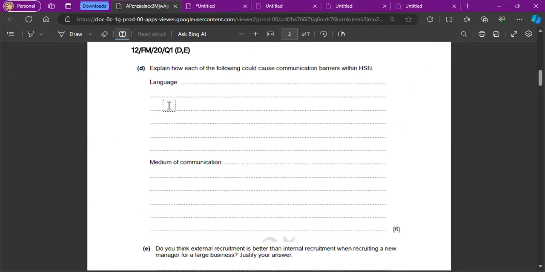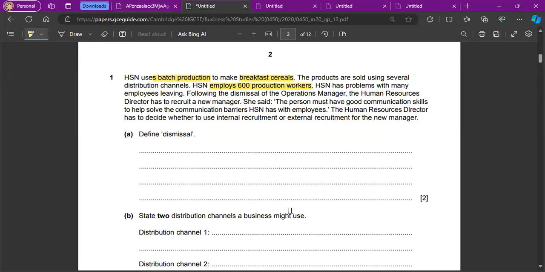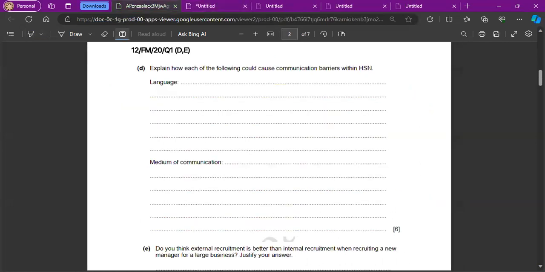So since this is a part D question, we need two knowledge, two analysis, and two application as well. So language, first of all. Language is a major barrier because it's totally different words that you're using. So the use of new words or vocabulary when making breakfast cereal can cause problems in the production of cereals. And this will mean that employees may not understand the message.